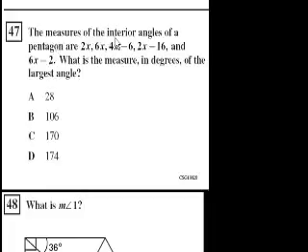47. The measures of the interior angles of a pentagon are, okay, they give us 2x, 6x, 4x minus 6, 2x minus 16, and 6x plus 2. What is the measure in degrees of the largest angle? Okay, so first of all, we have to remember what is the sum of the interior angles of a pentagon. And that's where I just draw an arbitrary pentagon. Let me see if I can do that. Actually, there's a polygon tool here, so let me see. How does it work? Let's see. 1.